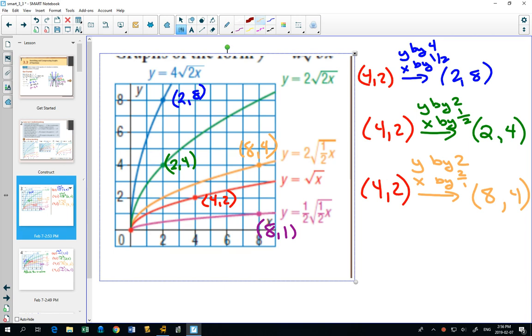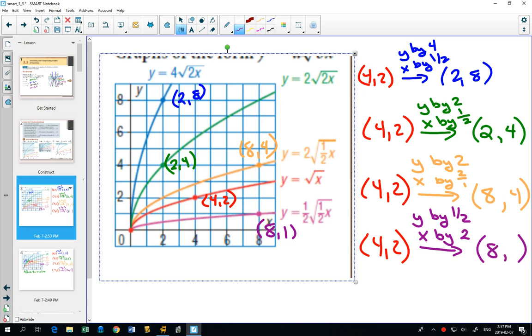And finally, with the purple one, the nice thing about doing something over and over and over again is hopefully by the last one that we get to, you're like, yeah, I get it. At 4, 2 on the purple one, I've got a 1/2 in front. That means I need to multiply my y values by a half. I've got a half inside. That means I multiply by the reciprocal, 2 over 1. My x by 2, that'll go to 8. My y by a half, that'll go to 1. And sure enough, it matches up.